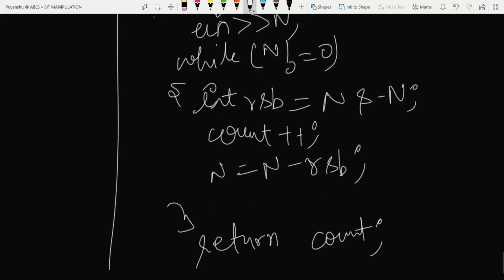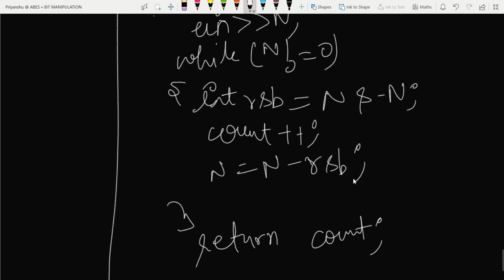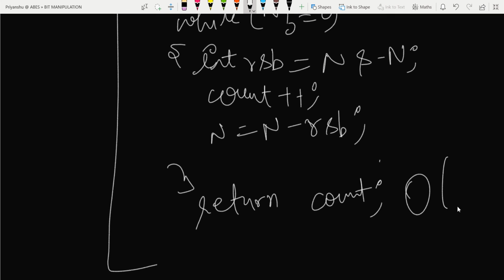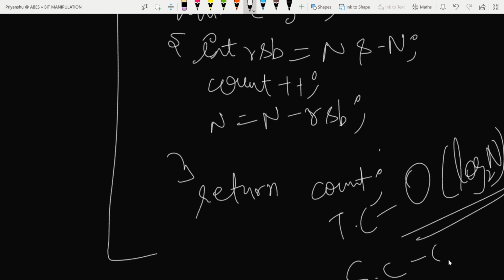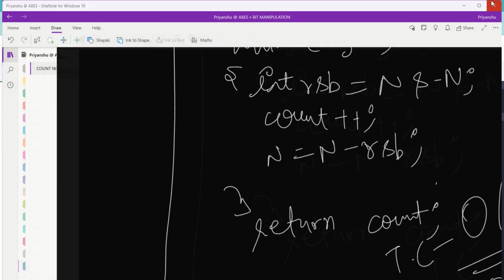So this is just the code, and how much time would this take? It will take just the order of log base 2 n time complexity and a space complexity of order of 1. So this is a really good question to enhance your bit manipulation skills.